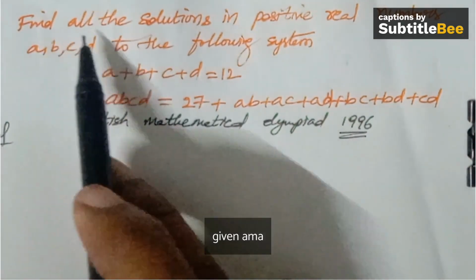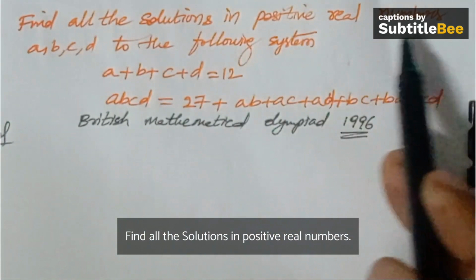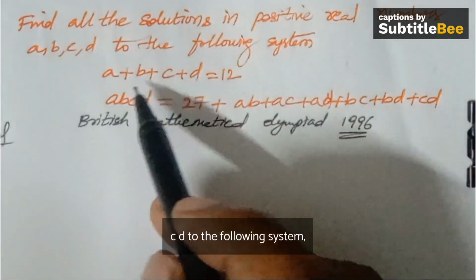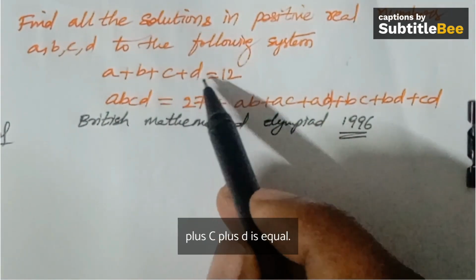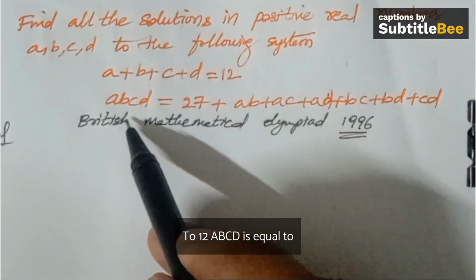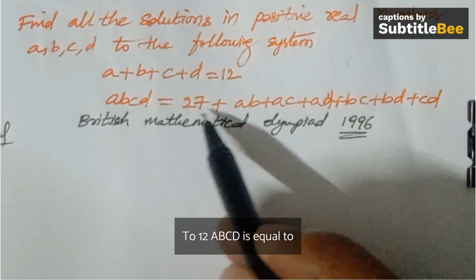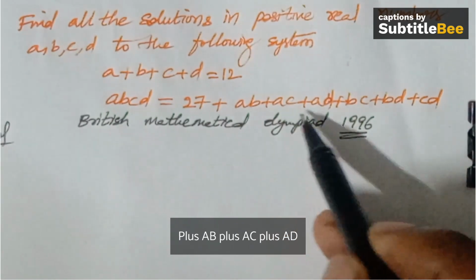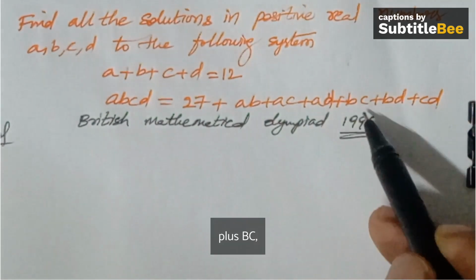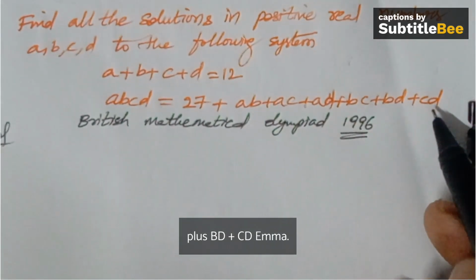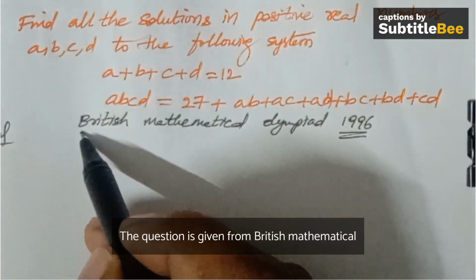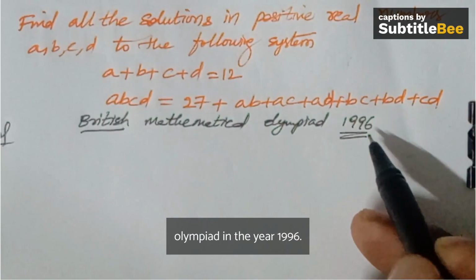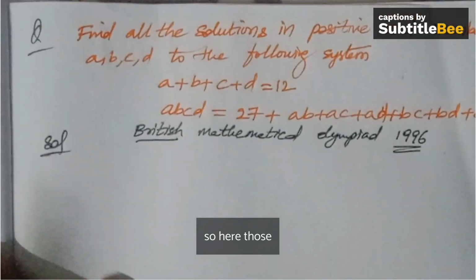The question is given: find all the solutions in positive real numbers A, B, C, D to the following system: A plus B plus C plus D is equal to 12, and ABCD is equal to 27 plus 27 plus AB plus AC plus AD plus BC plus BD plus CD. The question is from the British Mathematical Olympiad in the year 1996.